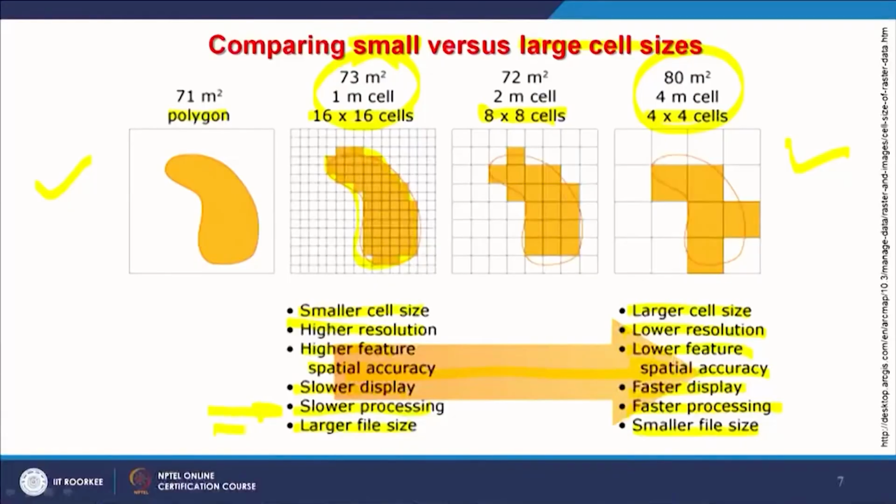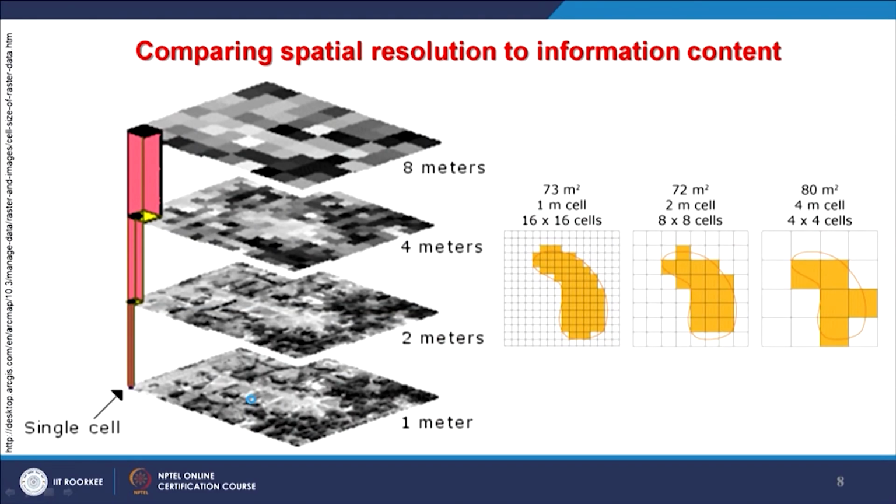So, depending on our requirement, projects, targets, we should choose very appropriately the spatial resolution. I am repeating again, it is not always good to go for higher and higher spatial resolution, because if you go for higher spatial resolution, then you are going for slower processing, large files and slower display as well. You may or may not achieve high accuracy, because that part we have already discussed.